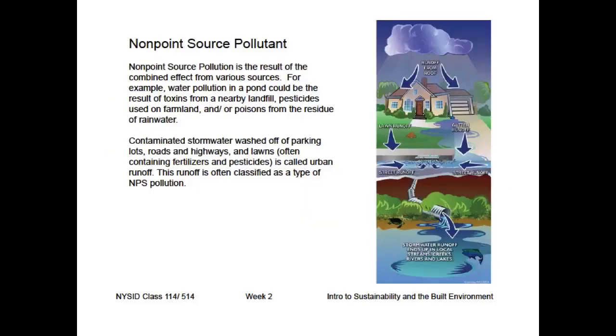So let's talk about the types and sources of pollution. Primarily, they can be categorized into two categories: non-point source pollution and point source pollution. So non-point source pollution is when you have pollution coming from a variety of sources. So, for example, water pollution in a pond could be the result of toxins from a nearby landfill, pesticides used on a farmland, and poisons in the residue of rainwater. It could also be contaminated stormwater, washing off a parking lot, roads, highways, and all of these different things going into, let's say, a water body to pollute it, which means there's a variety of sources. There's no real one culprit you can point to. This is called non-point source pollution.